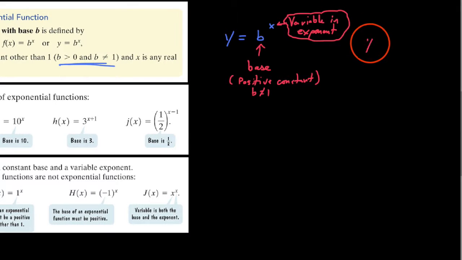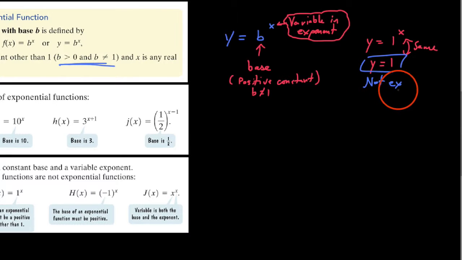Now, one thing I do want to say about this is b is not allowed to equal 1. And the reasoning behind this is, just explore this with me here. If you had y equals 1 to the power of x, 1 to the power of anything is always equal to 1. So you can see that these two things here would be the same. And so that is why we don't allow 1 to be our base, because this is not exponential. Okay, exponential functions have positive constants to the power of our variable here.